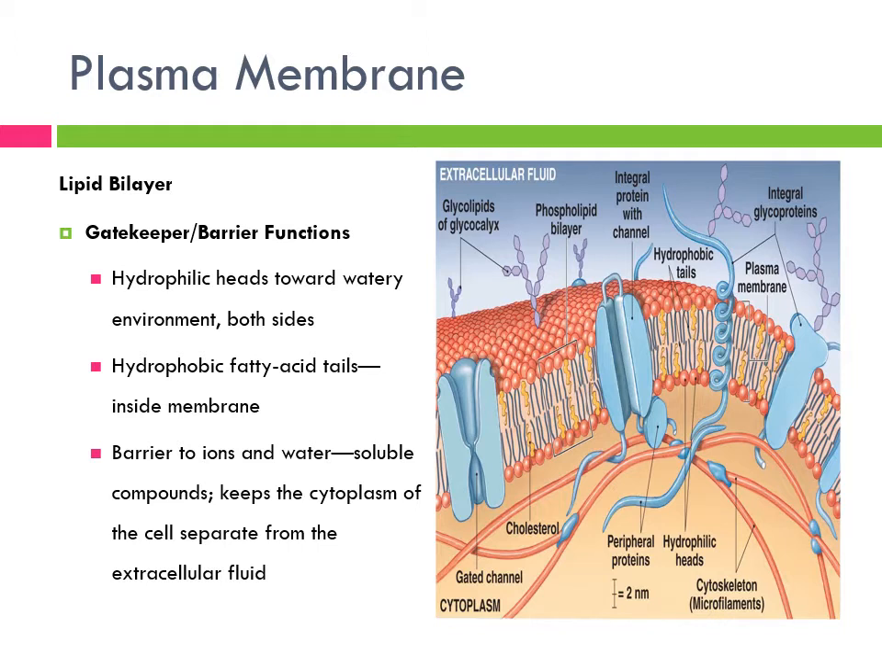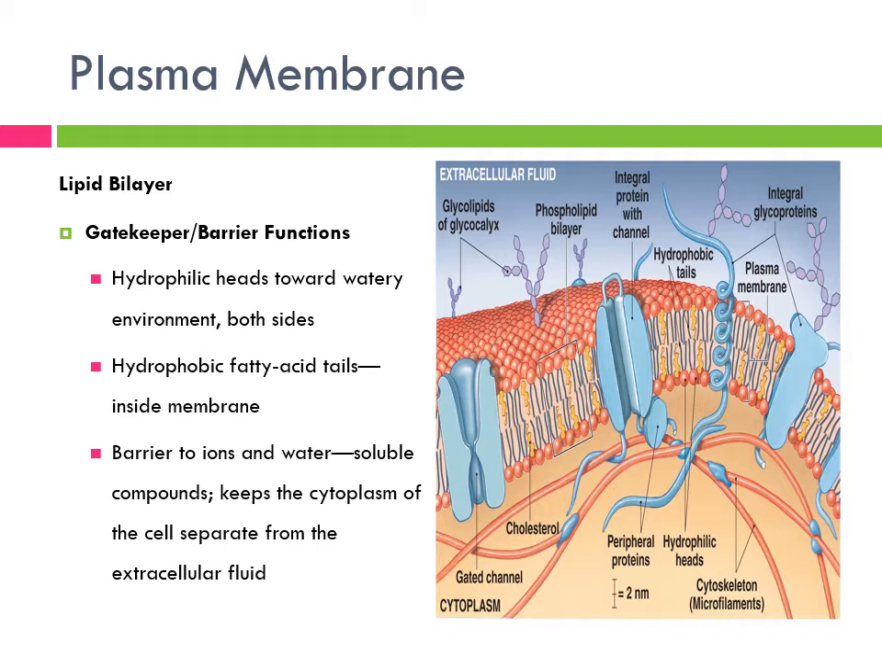So the tails you can see in the center are going toward one another, and the heads are on either side. So the outside of the cell is a more watery environment, as is the inside of the cell. But so the water-loving hydrophilic heads are on the outside and the inside of the plasma membrane. And then the hydrophobic fatty acid tails are on the inside facing one another.